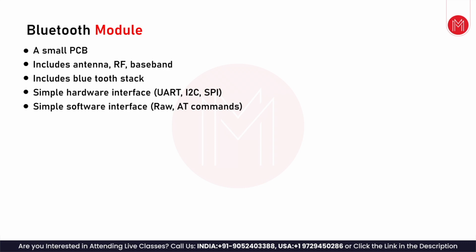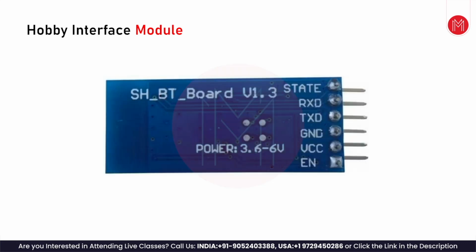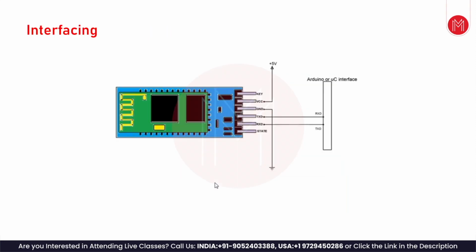So the main microcontroller application control resides on the main board, and that communicates to the Bluetooth module through the UART interface. It has a simple software interface, where either raw packets are sent or AT commands. AT commands are basically a software interface for communicating with telecom modules. This is more of a hobby interface module that has TXD, RXD, ground, VCC, and enable. A UART interface is given here, and an enable pin.